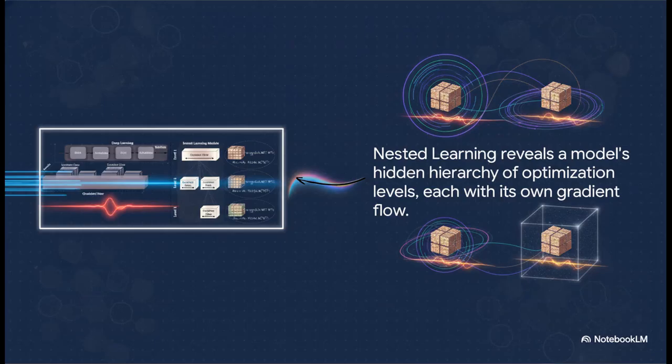And this diagram just perfectly illustrates the new system architecture. We're moving away from that flat, single-level view to this nested learning paradigm. Here, each level represents its own distinct optimization problem with its own dedicated gradient flow. And they're all operating at different frequencies. It's a total shift from a monolithic process to a hierarchical one.